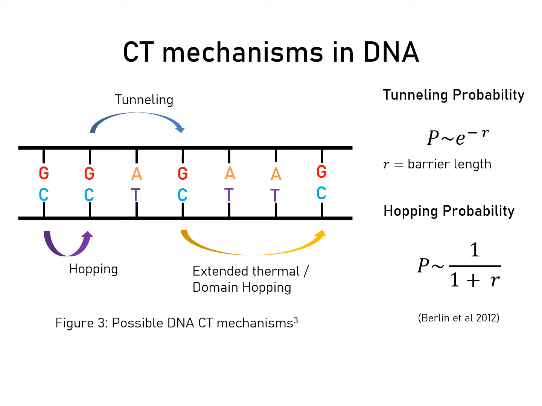Hence, it's energetically favorable for an electron to move from GC bases to GC bases by tunneling through an intervening AT base. Since the probability of tunneling through a barrier decreases exponentially as the barrier grows longer, tunneling isn't viable for blocks of AT bases more than 2 or 3 pairs long. In that regime, extended thermal hopping or domain hopping, in which an electron is delocalized over a longer stretch, becomes the preferred mechanism.